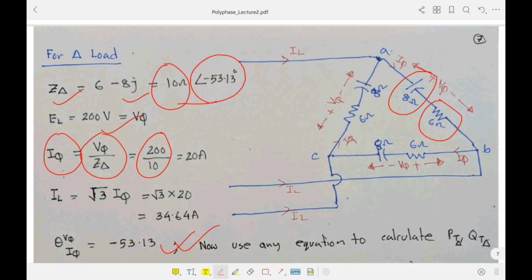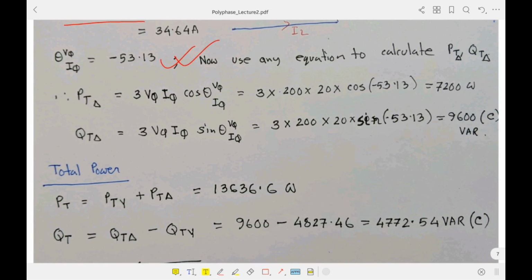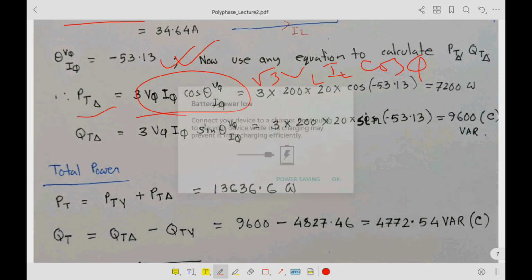So the line current is calculated using this formula, √3 times Iφ, and then we can use our previous formulas, that is the PT delta, which means the real power, 3 Vφ Iφ cos θ. And also if you want to use the line components, then it should be √3 VL IL. So you can use √3 VL IL cos θ as well, that will be no problem.